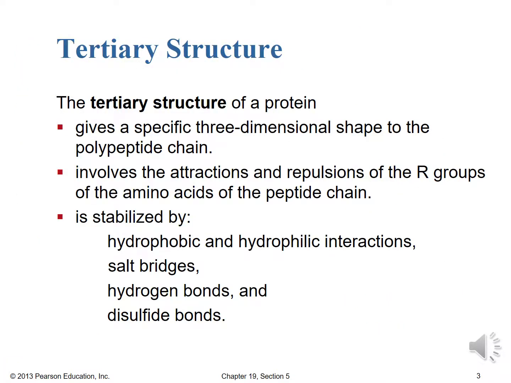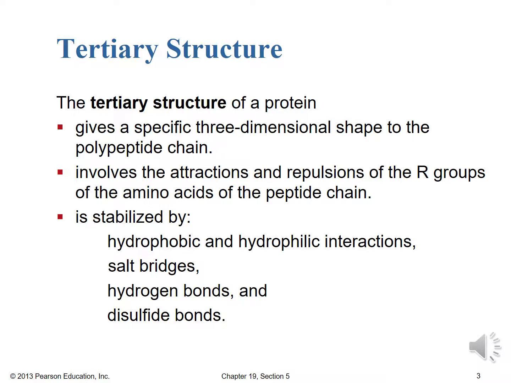Okay, so if you remember, the primary structure was the sequence of amino acids, and then the secondary structure is what starts to happen when these amino acid residues start to interact with each other, while the tertiary structure of a protein gives a specific three-dimensional shape to the polypeptide chain, and it involves attractions and repulsions of the R groups of the amino acids of that peptide chain, stabilized, of course, by things like hydrophobic and hydrophilic interactions.